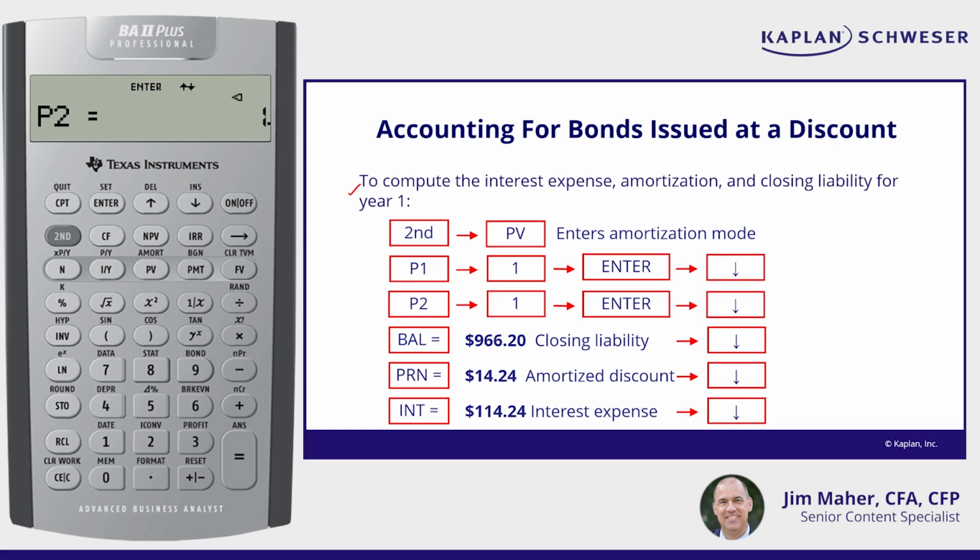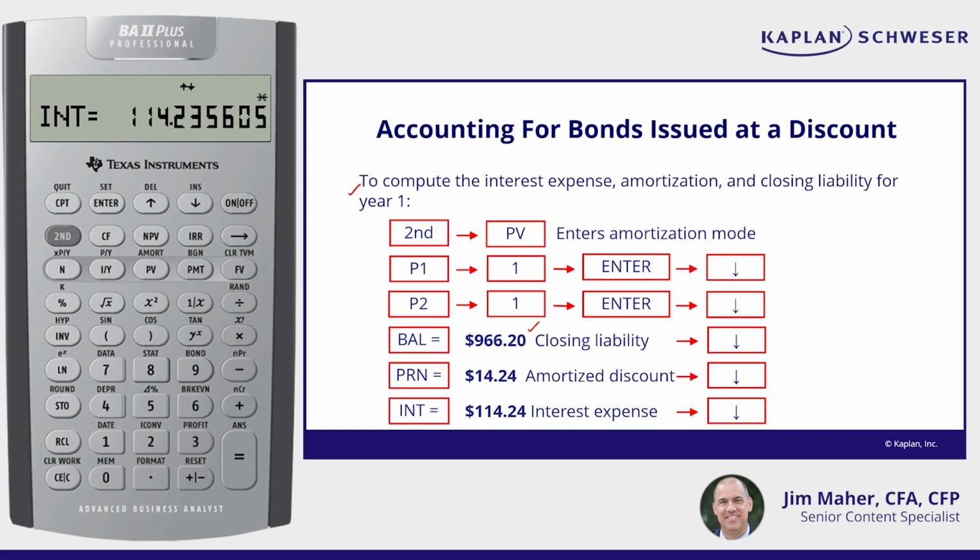Then we're going to scroll down, okay? There's our closing liability, what we still owe, $966.20. Then you just scroll down. Isn't this wonderful? You just press the down arrow. There's the principal amount that was amortized. And then what was our interest expense as part of our payment?